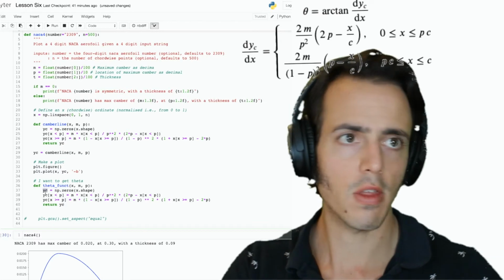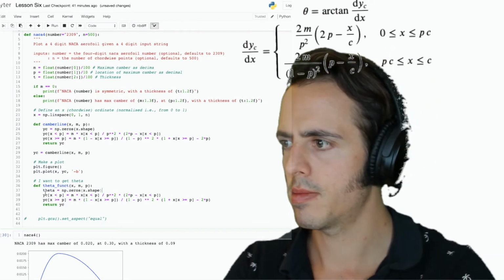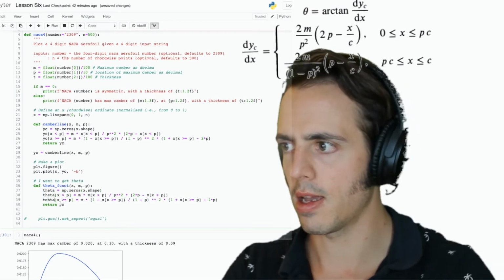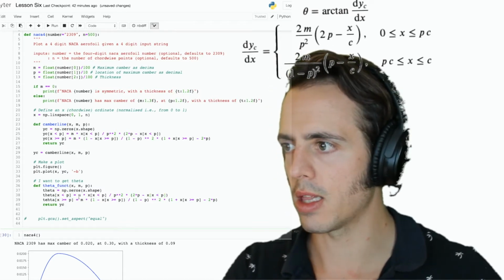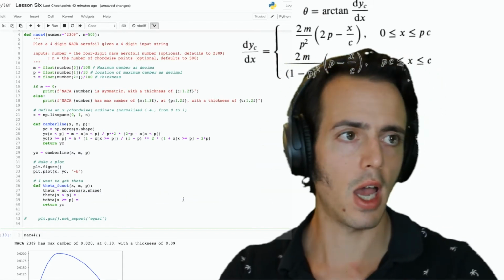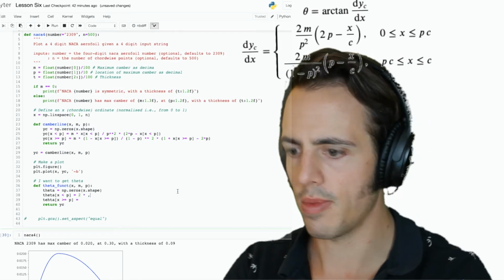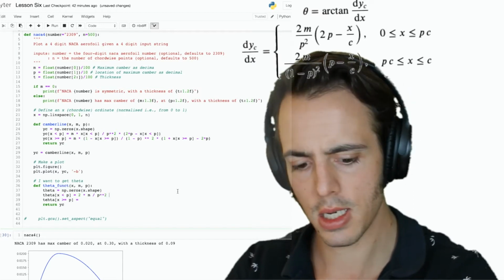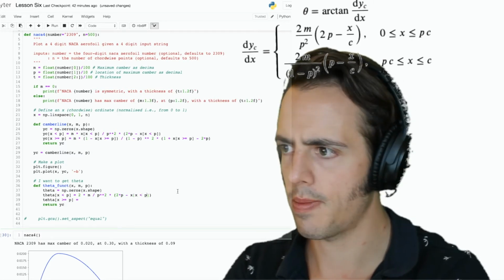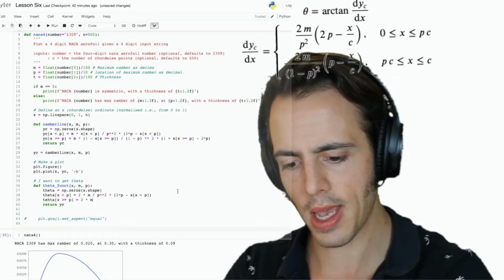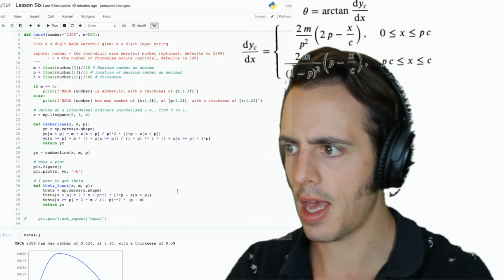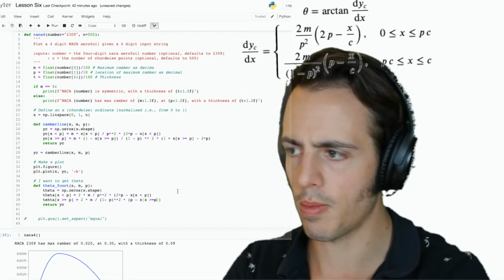So I'm going to call this theta here. And then I'm going to use the exact same syntax, and I now just need to change these two expressions, rather than being the ones that we put into the camber line, I'm going to put the expressions in for the first derivative here. So 2 times m divided by p squared multiplied by 2 times p minus x, where x is less than p. And the second one is 2 multiplied by m divided by 1 minus p all squared multiplied by p minus x, where x is greater than or equal to p.